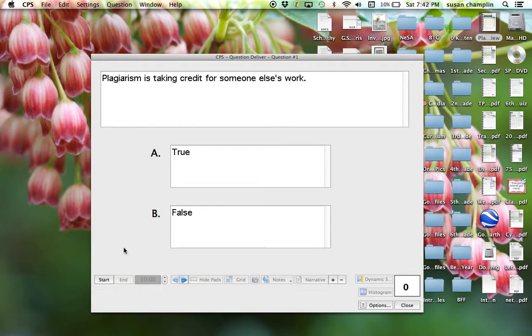And first question, plagiarism is taking credit for someone else's work. The students just choose A or B. And then when I end the question, then the correct answer appears with a check mark next to it. And over on the right-hand side, it would tell me how many students had answered A and how many students had answered B. And it doesn't tell me which students, so the kids cannot see what their classmates answered. They can only see numbers, just like me. How many got it right, how many did not.